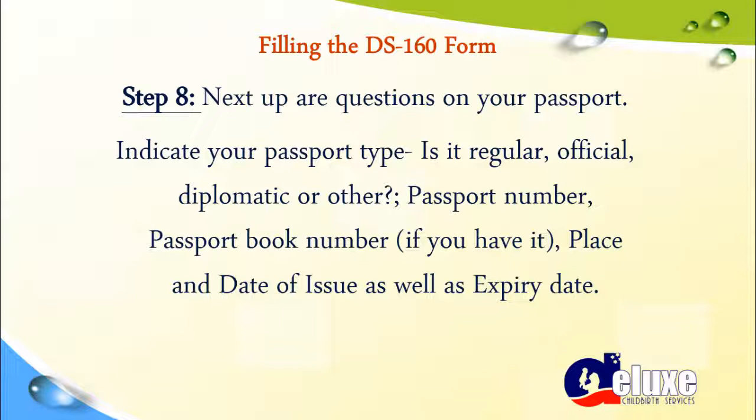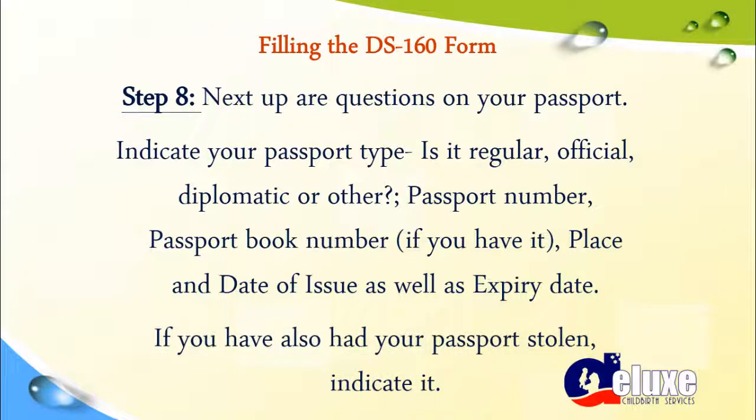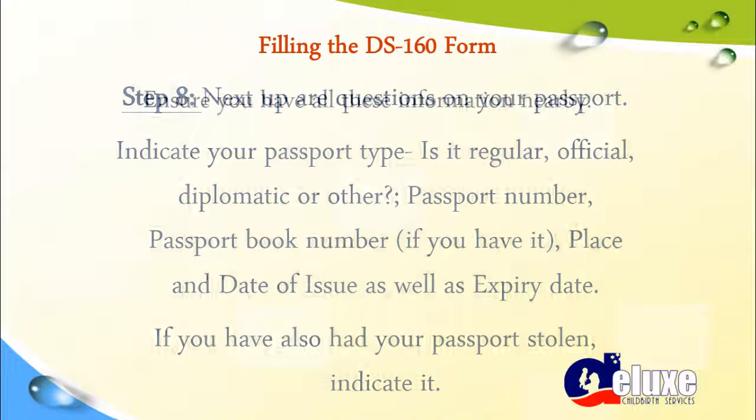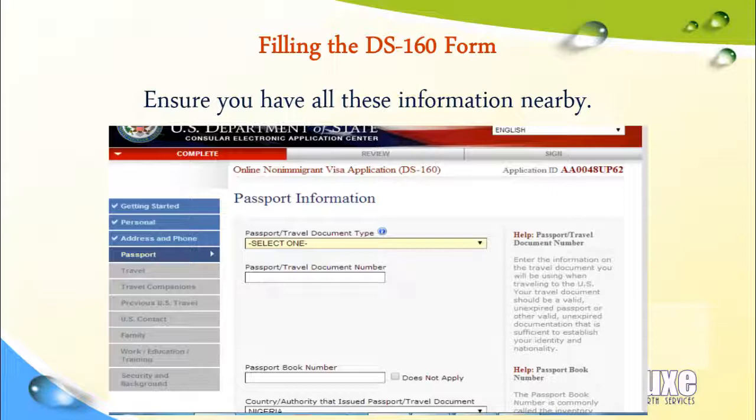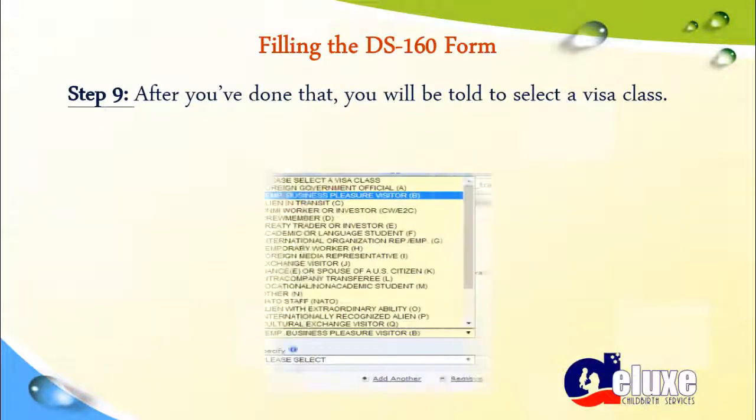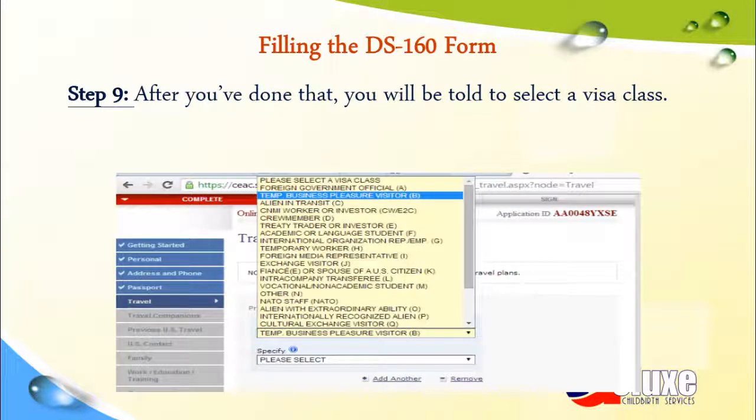State your passport number, passport book number if you have it, place and date of issue, as well as expiry date. If you also have had your passport stolen, indicate it. Ensure you have all the information nearby. Step 9. After you've done that, you'll be told to select a visa class.